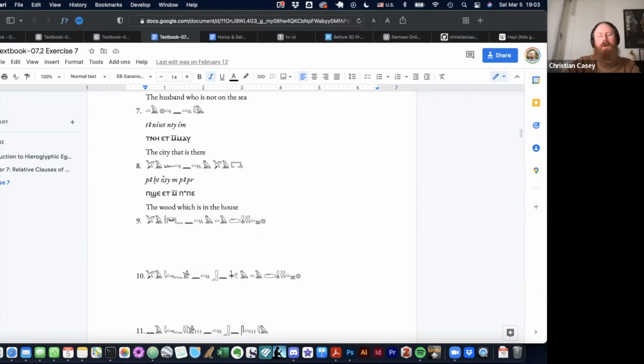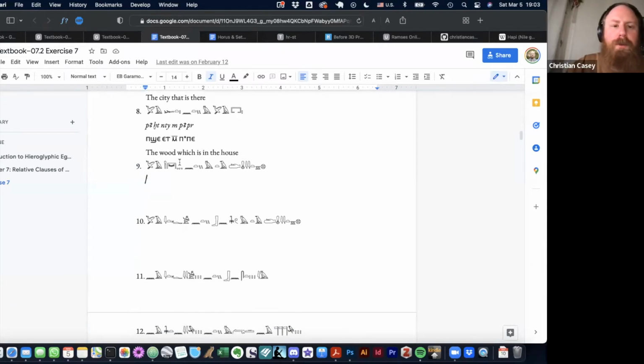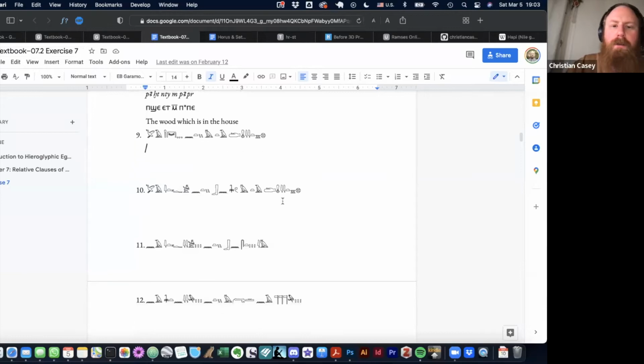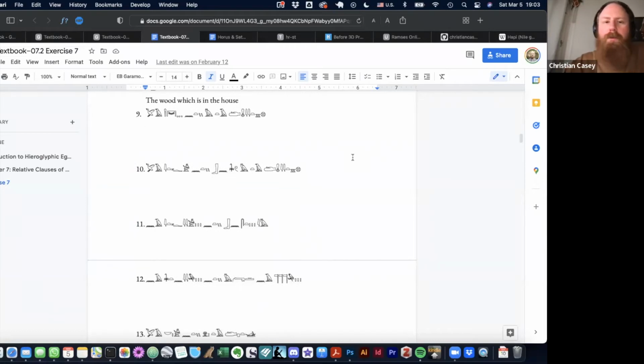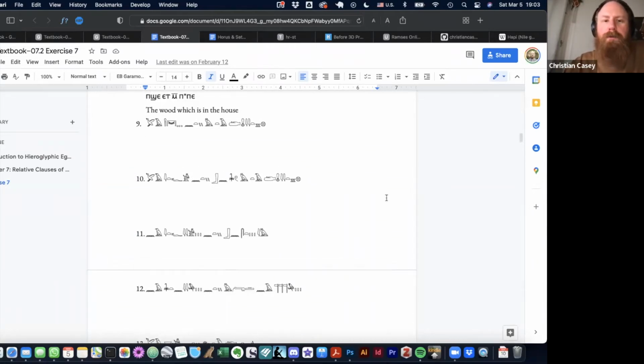Last time we got to chapter 7 of the textbook, which is all about relative clauses with adverbial predicates, and we're doing the exercises. We finished up to number 8. Now we are on the 9th exercise, and we'll do it just as we normally do. People take groups of 4, and we'll talk it all the way out. Does anyone want to take this first group of 4?